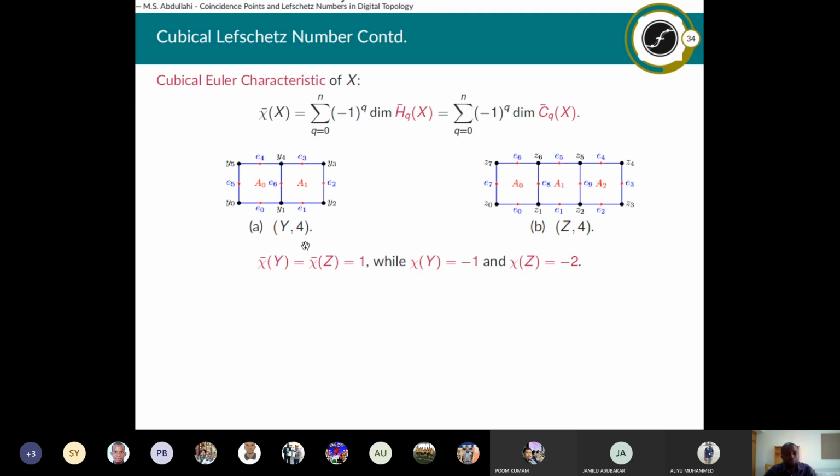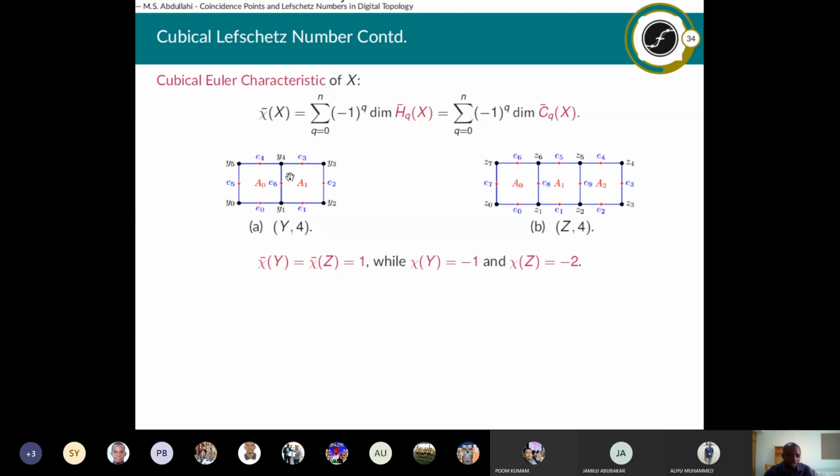A1 and A0. So now I will start with calculating how many points I have here. I have 1, 2, 3, 4, 5, 6. I have 6 0-dimensional cubes, so therefore I'll have 6. Then I will have 1, 2, 3, 4, 5, 6, 7. I have 7 1-dimensional cubes, and I have 2 2-dimensional cubes. So if I sum them up using this formula, I will have 6 minus 7 plus 2, and I will have 1.